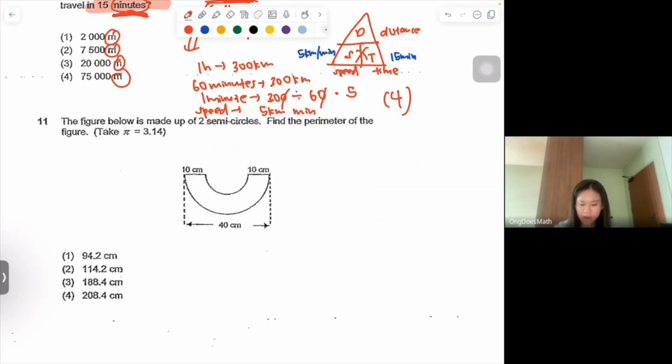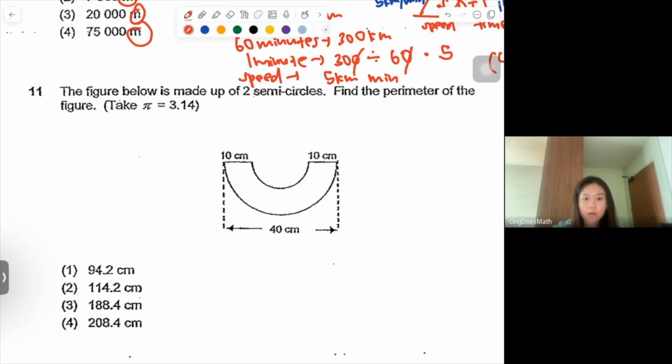The figure below is made out of two semicircles. This is important. It's a semicircle, it's not a full circle. Find the perimeter of the figure. Okay, so to do this question, we have to add up all the sides because that's what perimeter means. So there are 4 sides to this. 1, 2, 3, 4. Okay. So 4 sides to it.